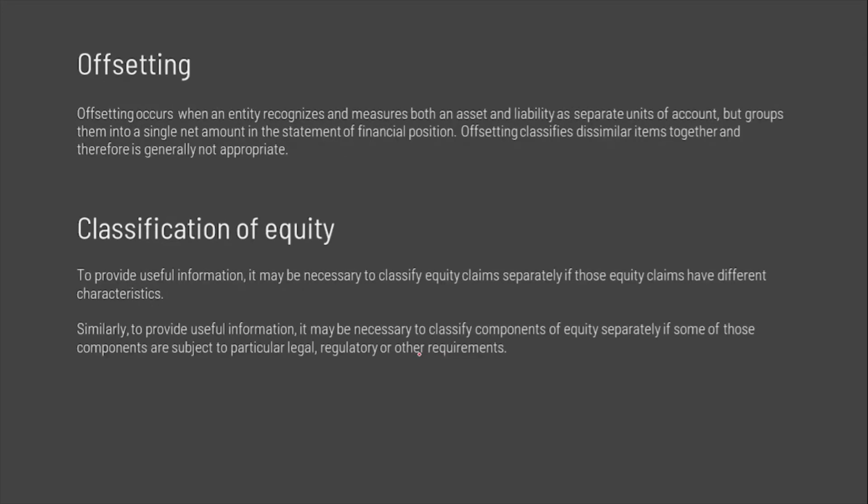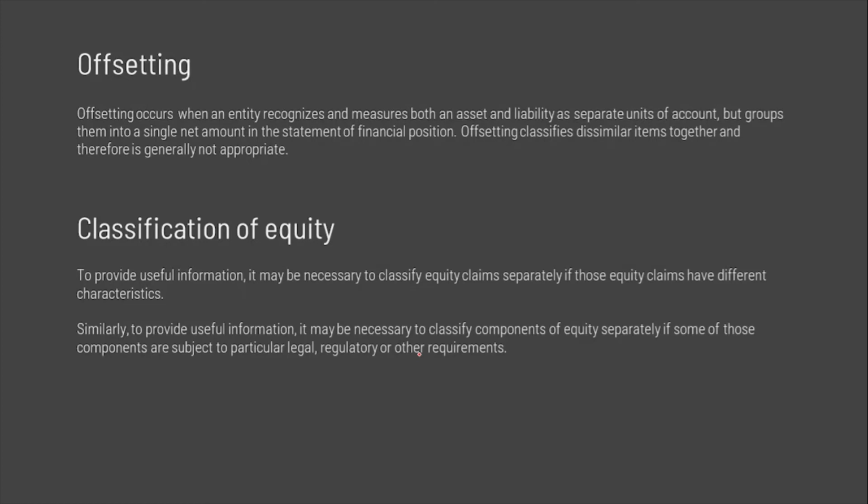Offsetting occurs when an asset and a liability with separate units of account are combined and only the net amount is presented in the statement of financial position. Offsetting is generally not appropriate because it combines dissimilar items. Treating a set of rights and obligations as a single unit of account is not offsetting.